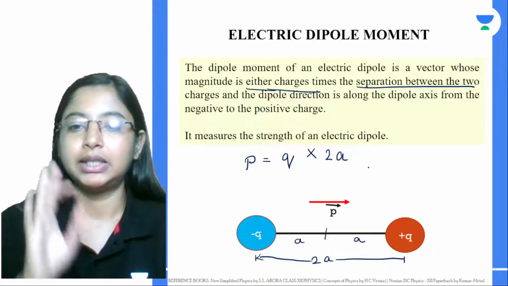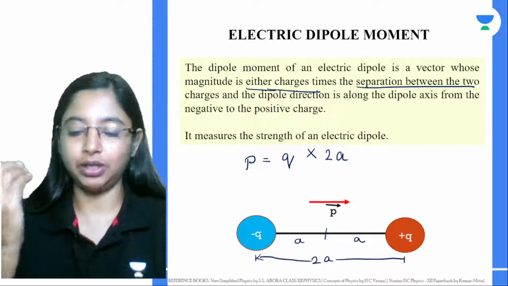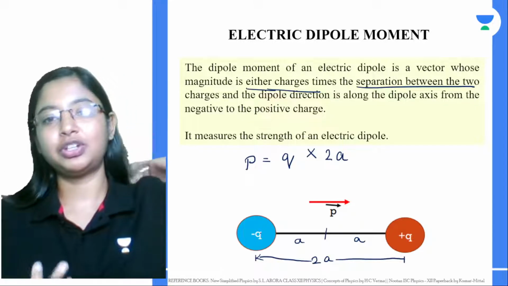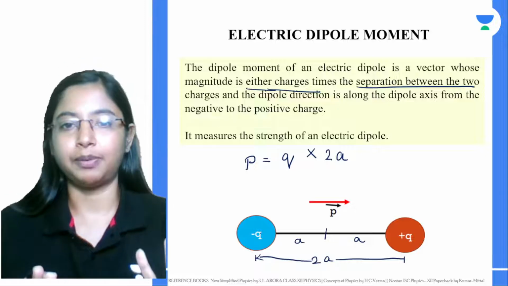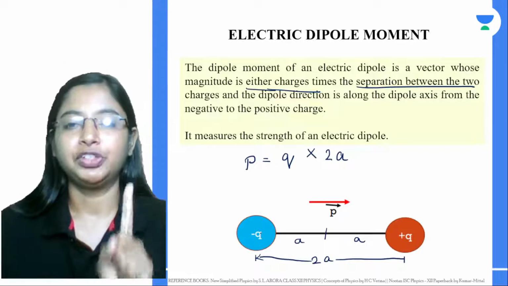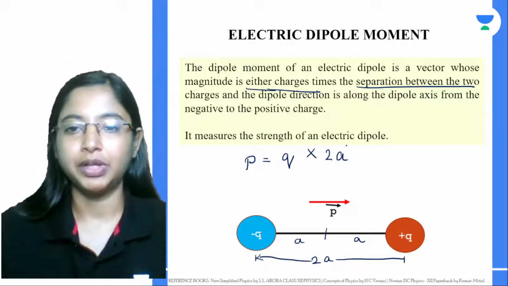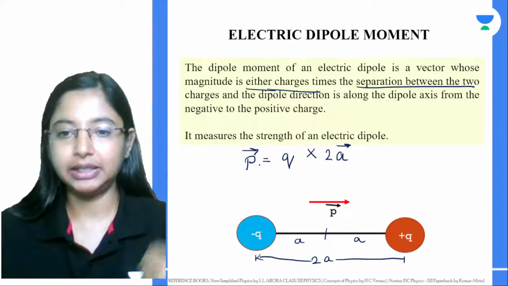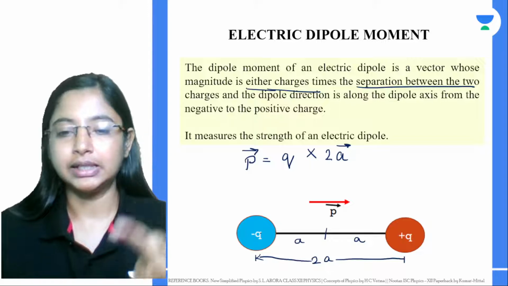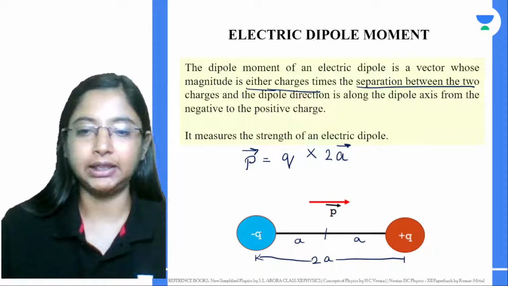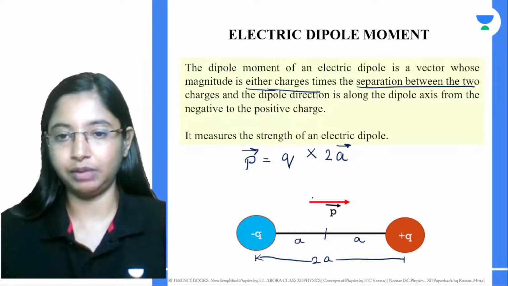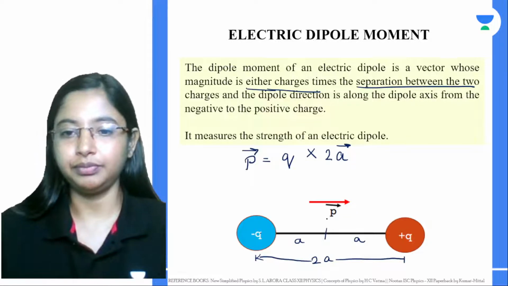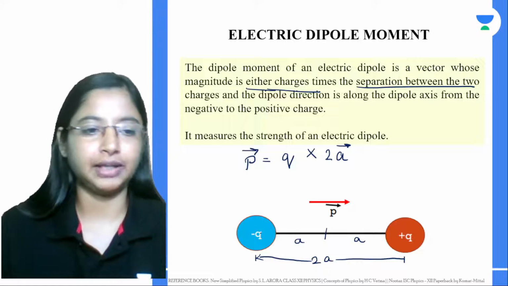Now the direction. This basically gives you the electric dipole moment. The electric dipole moment just measures the strength of an electric dipole, and it's the product of charge times the separation between them. It's a vector quantity, so it should have a direction. The direction is always from negative to positive charge. The direction of the dipole moment is always from negative to positive. That's it about your electric dipole.